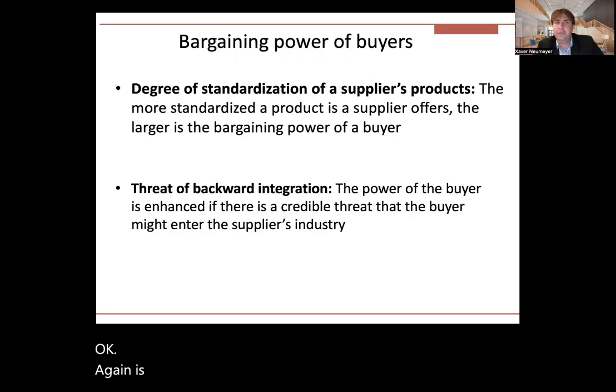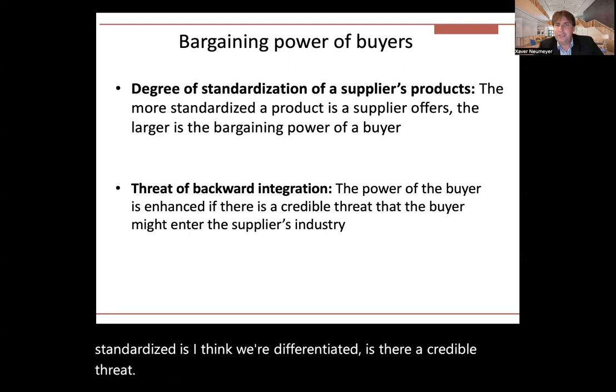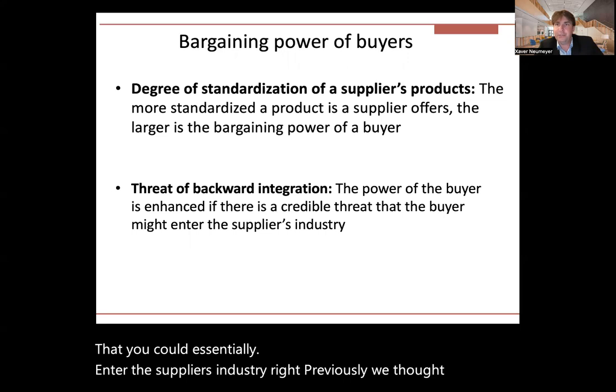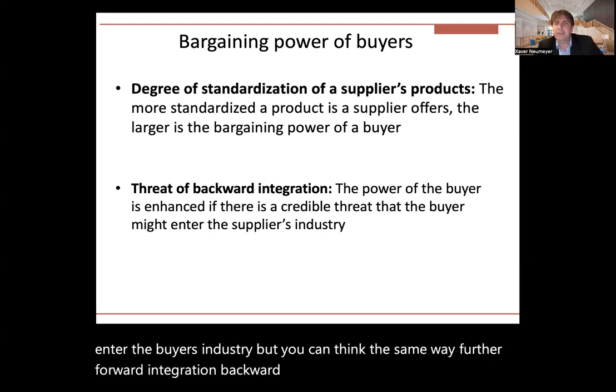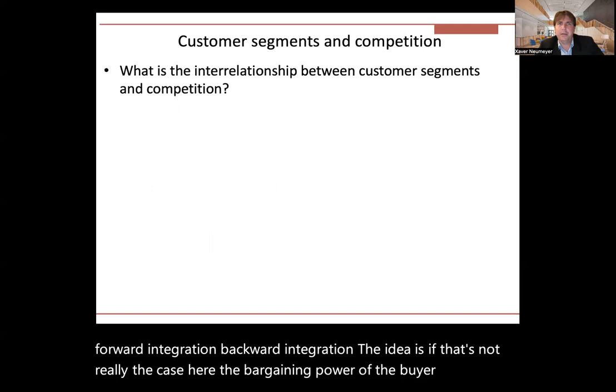Again, is the supplier's products very standardized? Are they very differentiated? Is there a credible threat that you could essentially enter the supplier's industry, right? Previously, we thought that suppliers could enter the buyer's industry, but you can think it the same way. Further forward integration, backward integration. The idea is if that's not really the case here, the bargaining power of the buyer is pretty hard.